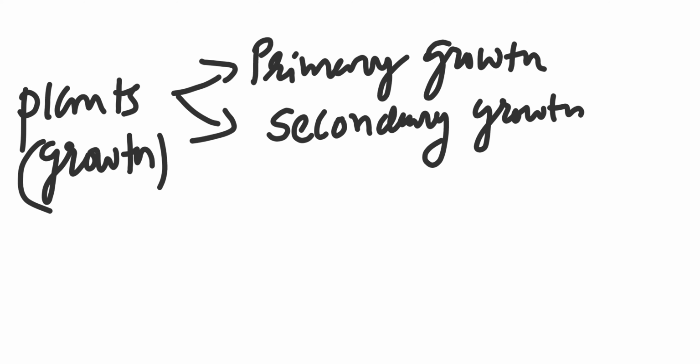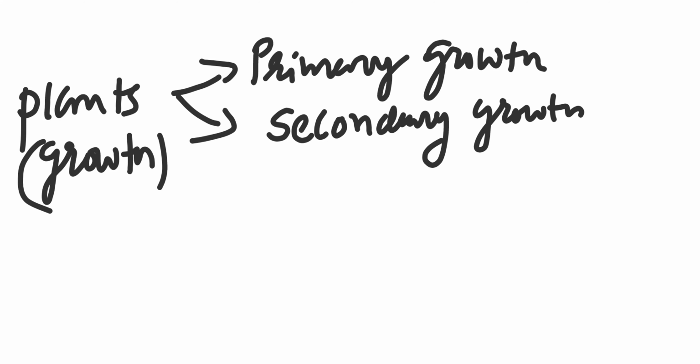After attaining maturity, the plant keeps growing, particularly its stem thickness and root thickness keep increasing. That is termed secondary growth. It will not be seen in monocot plants, but it will be seen in dicot plants.